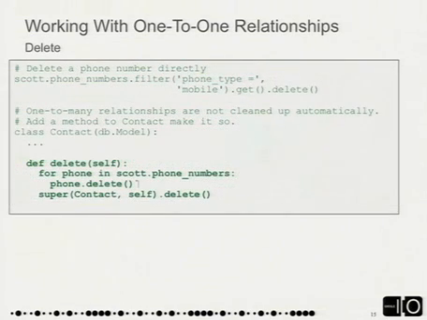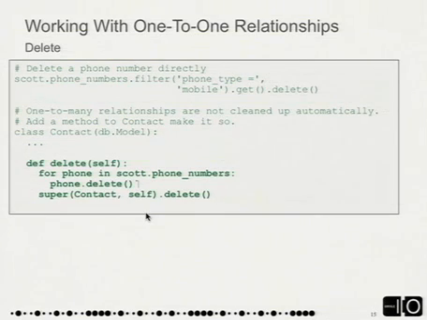Now, finally, we need to be able to delete the objects. We need to delete the objects and discontinue the relationships between them. Now, the simplest form of deletion is when you want to remove a phone number record from a contact. This is easily done by retrieving the phone number object and calling that object's delete method.